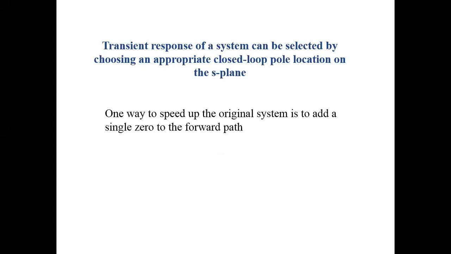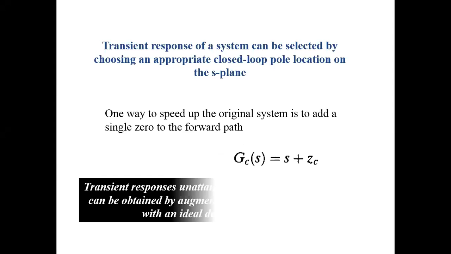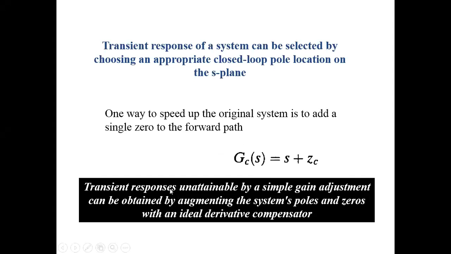In today's video, we will discuss ideal derivative compensation and lead compensation in depth. So let's start. The transient response of a system can be selected by choosing an appropriate closed loop pole location on the S-plane. One way to speed up the original system is to add a single zero to the forward path. Transient response unattainable by a simple gain adjustment can be obtained by augmenting the system's poles and zeros with an ideal derivative compensator.